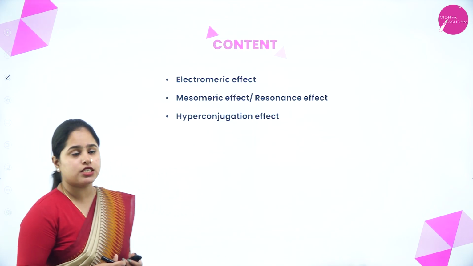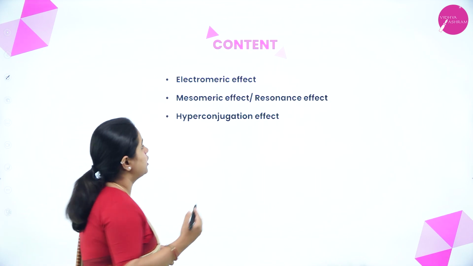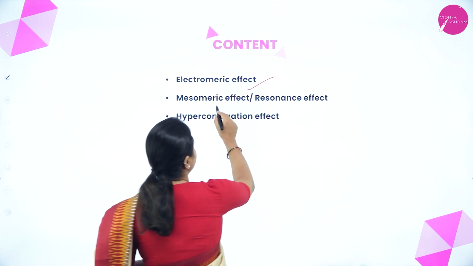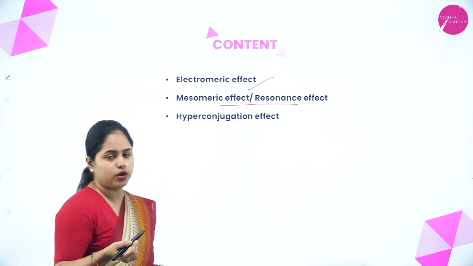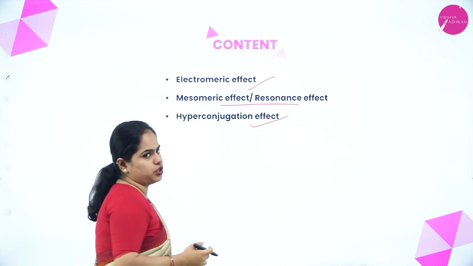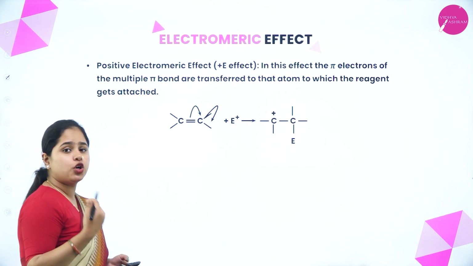Yes, so in today's session we are going to study the rest of the three electron displacement effects. The first one is the electromeric effect, right? The next one is the mesomeric or resonance effect, okay? And the third one is the hyperconjugation effect. Right. So let's begin with the first one, that is the electromeric effect.